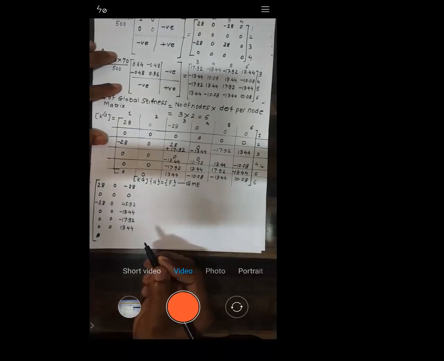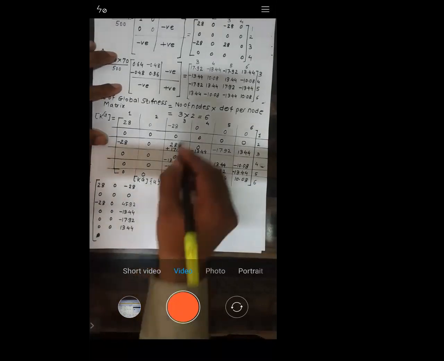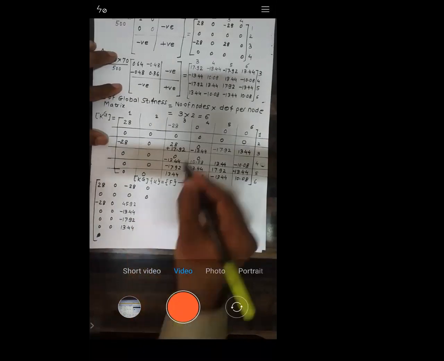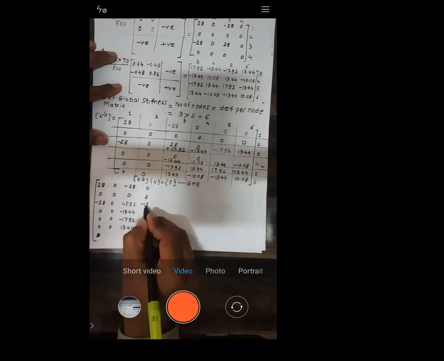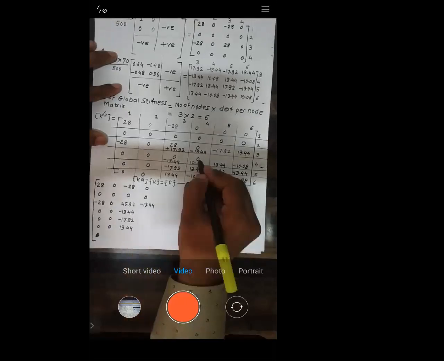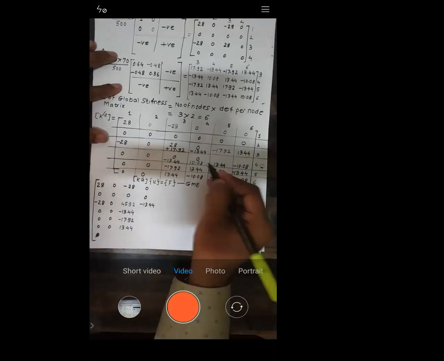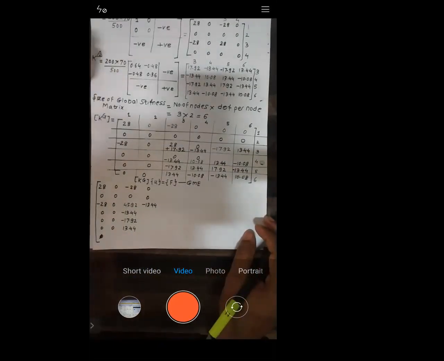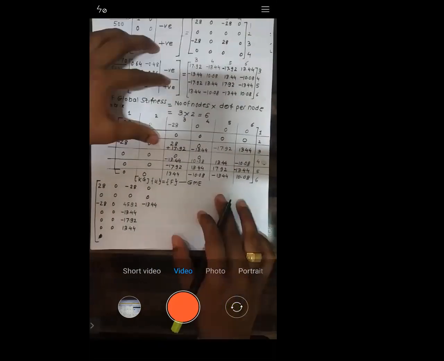Yes or no? Next, 0, 0. See here, this is 0, this is 0. This is minus 13.44. Then this, 0 plus 10.08. Rahul sir, hello. You can speak. You're audible.